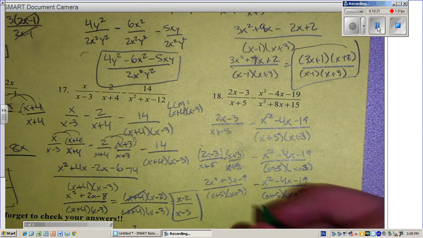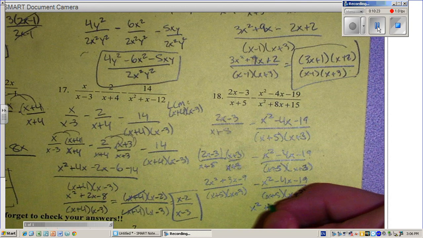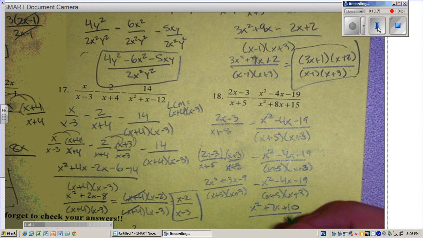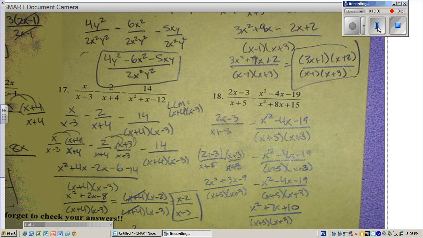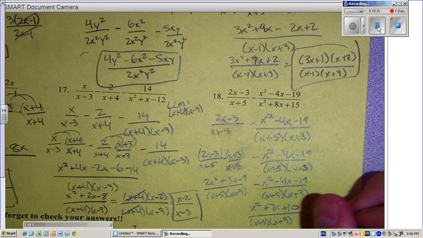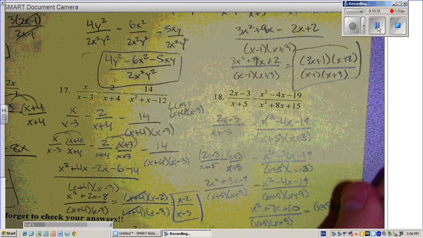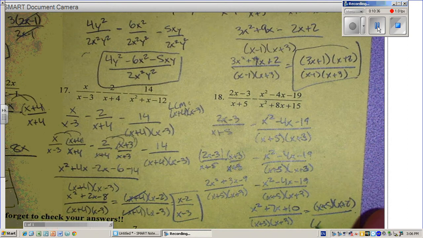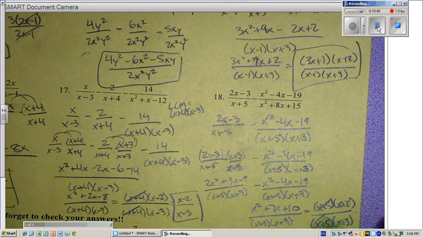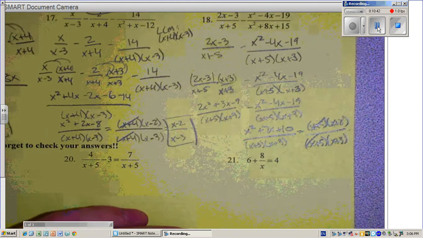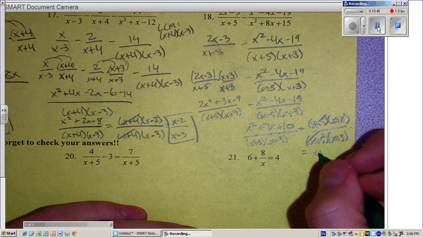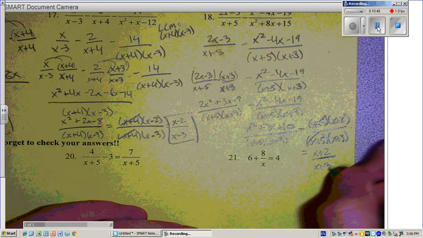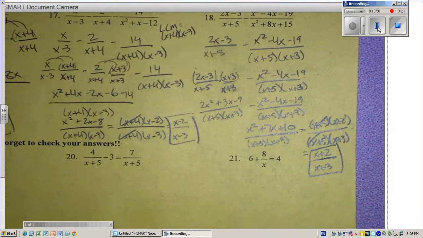Combine like terms, and I'm left with x squared plus 7x plus 10 over that common denominator. I can factor the numerator into x plus 5 times the quantity x plus 2, over x plus 5 times the quantity x plus 3. Cancel out like terms, or reduce like terms, and I'm left with x plus 2 over x plus 3. And that's my final answer.